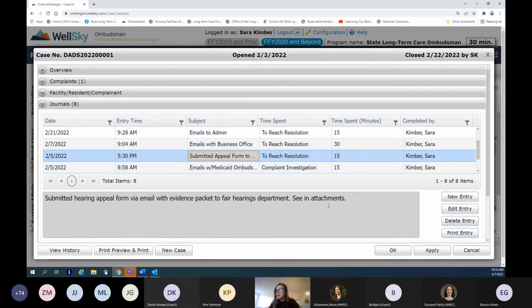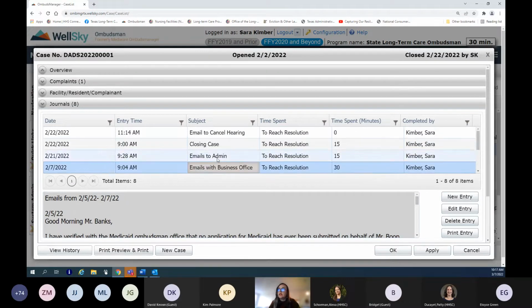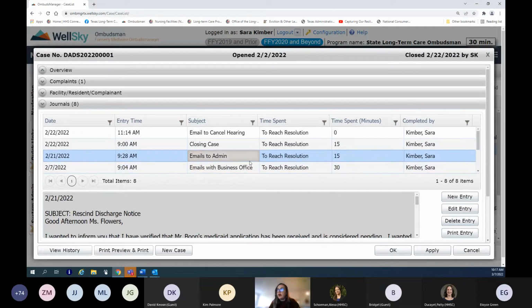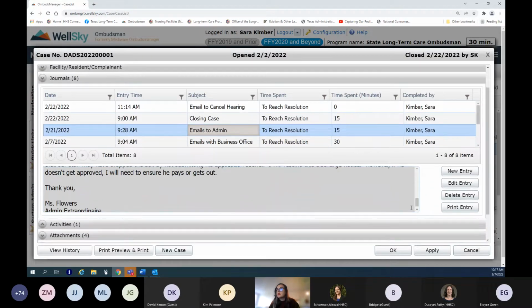I also have a note here that says see in attachment. So I clearly have an evidence packet that's in attachment, so I'm going to make sure that's there. I've got emails with the business office. I've got emails with the admin, and I always mark what my time spent is doing. Am I using it for complaint investigation, or am I using it to reach a resolution? I make sure that my dates are correct. So I've got a lot of things going on in here.